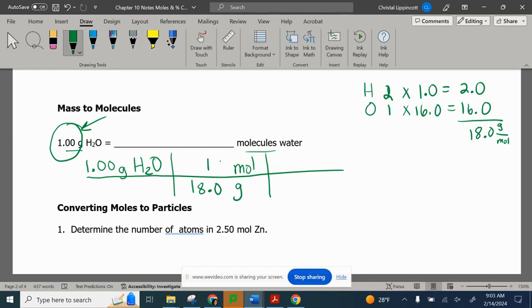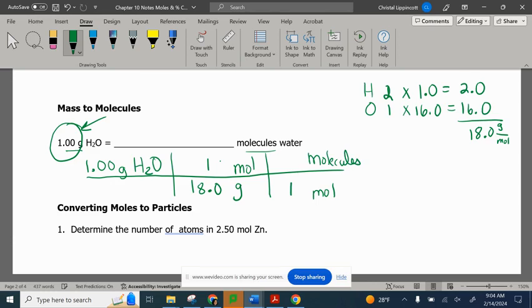Okay, so I want to get this into molecules. I am not there yet. What am I going to get down here to get rid of? Moles. Do I have a conversion factor between moles and items or molecules? Yes, that is Avogadro's number.